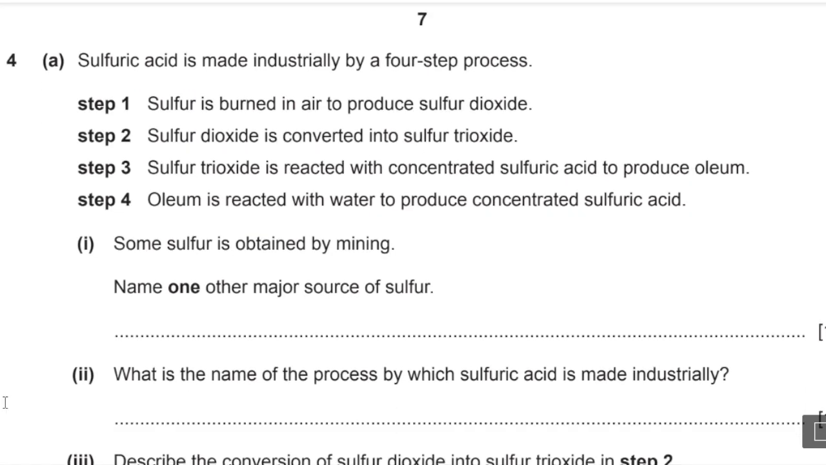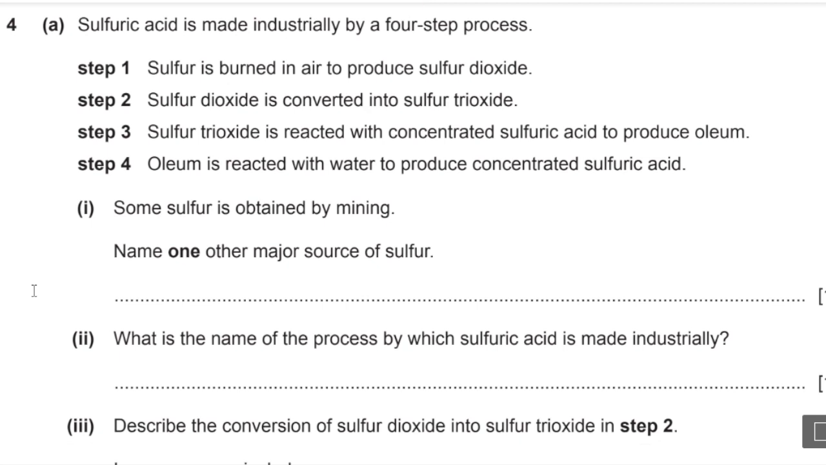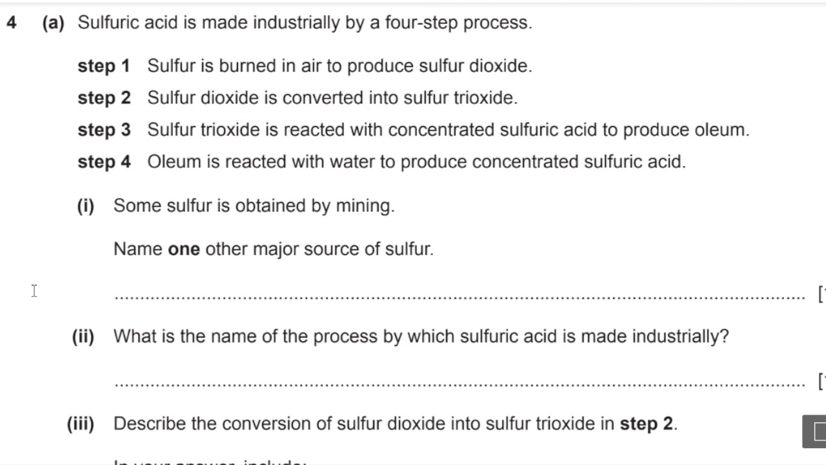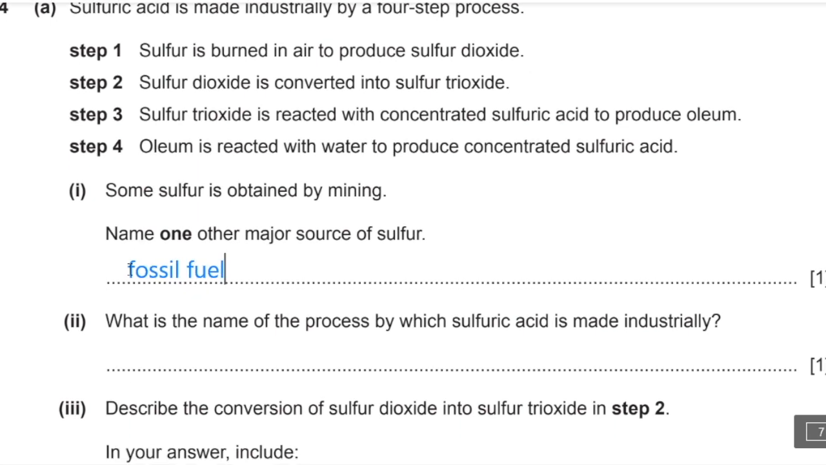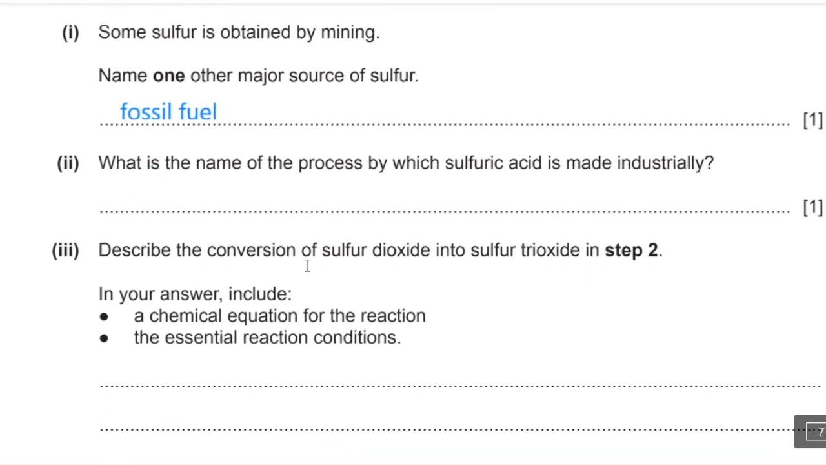4. Sulfuric acid is made industrially by a 4-step process. So you have all of the processes given over here. 1. Some sulfur is obtained by mining. Name one major source of sulfur. So sulfur can be obtained by combustion of fossil fuels, but you only need to write the source, which is fossil fuel. 2. What is the name of the process by which sulfuric acid is made industrially? This is the contact process.